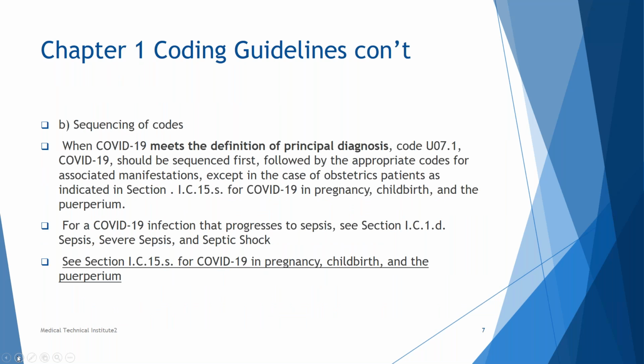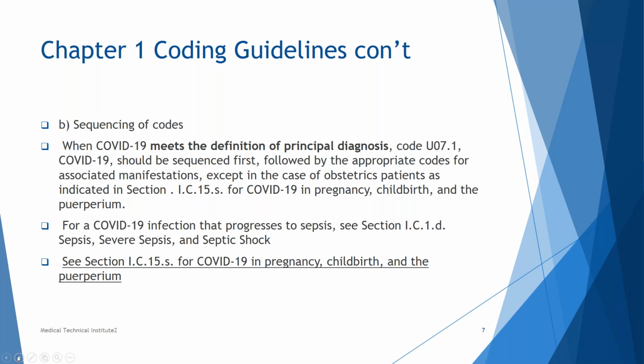Also here, this will be the sequencing. For the most part, in the sequencing, as long as it's meeting the criteria for principal diagnosis, we are going to code U07.1. The only time this does not take effect is in the pregnancy area. So O for obstetric, and for this reason, we will use our O code here.